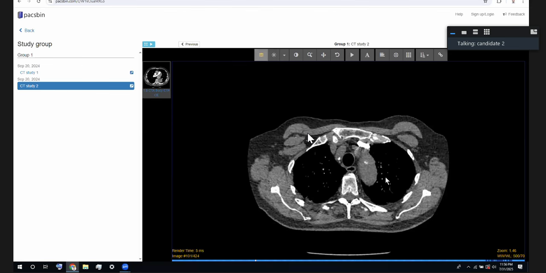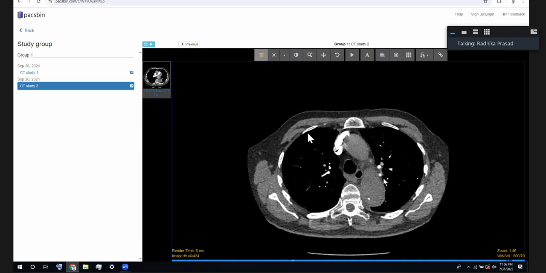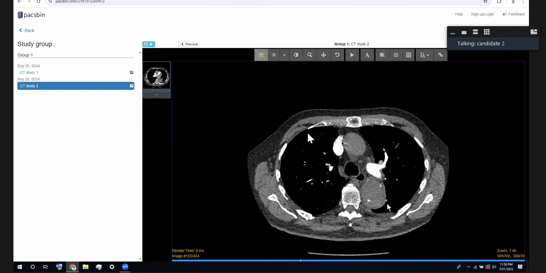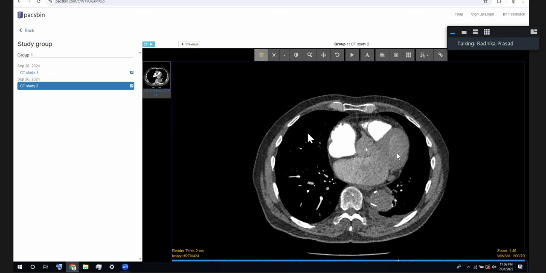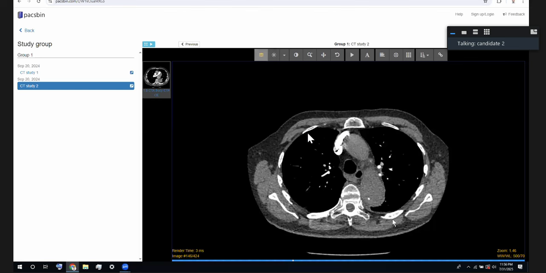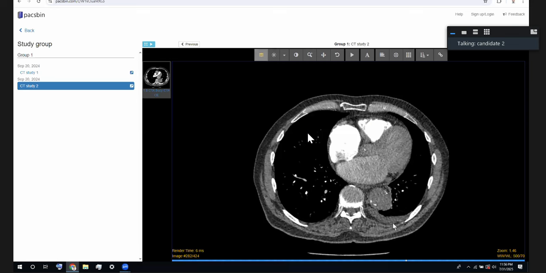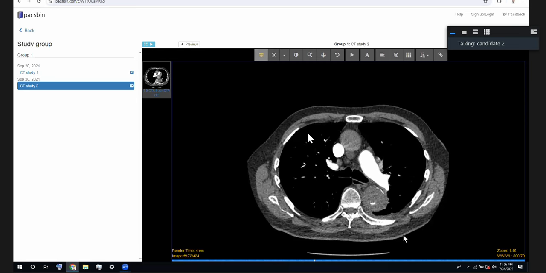And also, because it's a CTPA, I'm looking for pulmonary thromboembolism. The pulmonary artery dimensions appear normal, and I'm just checking for any filling defects, which I have not found. There are no filling defects, and there is no bowing of the right heart. However, there is mild contrast in the hepatic segment of the inferior vena cava. There is also a mild left pleural effusion.